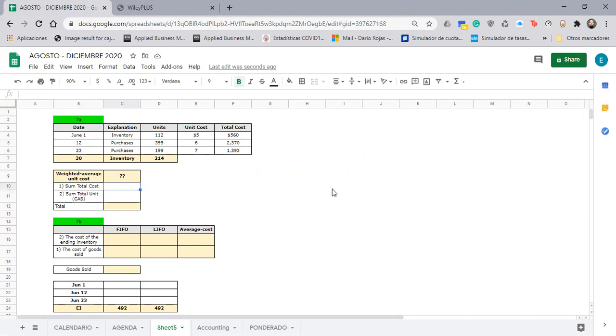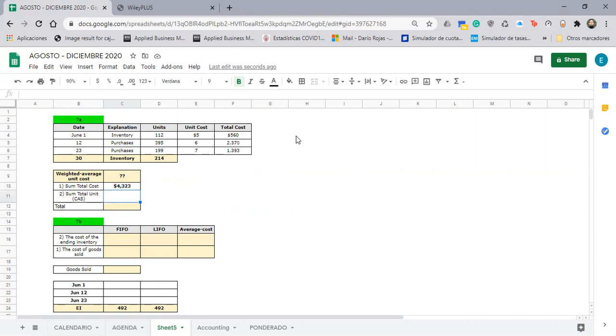The first one is to find the summary of all the total cost. We have the total cost of these three explanations of inventory and purchases from the company. So we need to sum 560 plus 2,370 dollars plus $1,393. We have as a result $4,323 of the summary of the total cost.